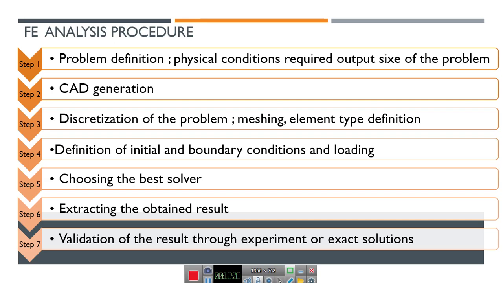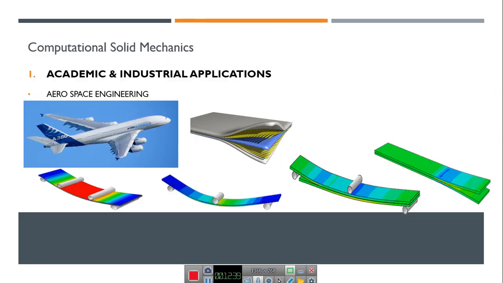Then, by using our selected solver and running the problem, we get some result, and after extracting the result, we have to validate this result. This result, through experiment or exact solution, can be validated. And if the validation part was successful, therefore we can say that our simulation and FE code was successful.